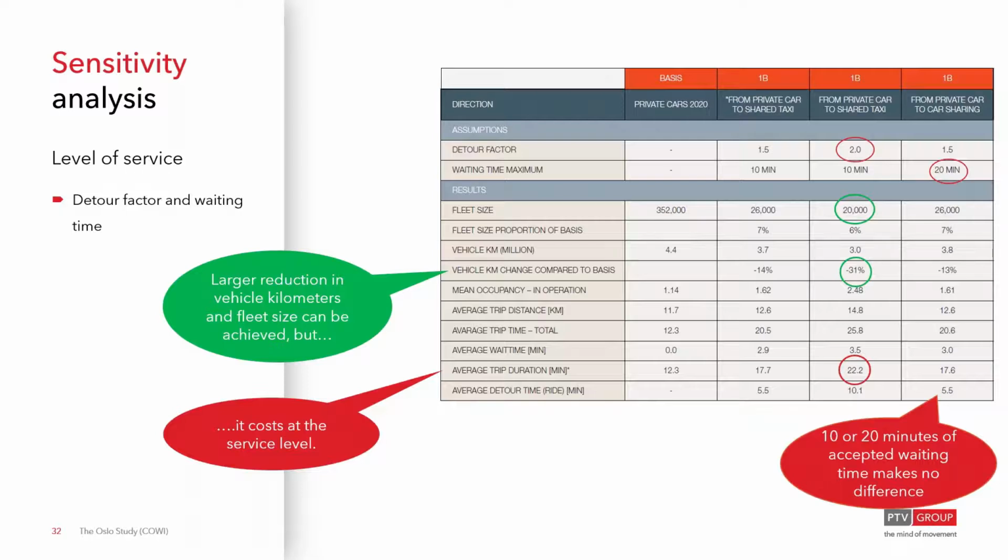If you look at the statistics in this last column and compare them to the left-hand 1B column, it's pretty much the same. So for Oslo, the wait time beyond 10 minutes is a benign parameter, doesn't change a thing. So that means that when we're focusing in on more detailed analysis and operations in Oslo, we can start to focus on the detour factor more than being bothered by the wait time.